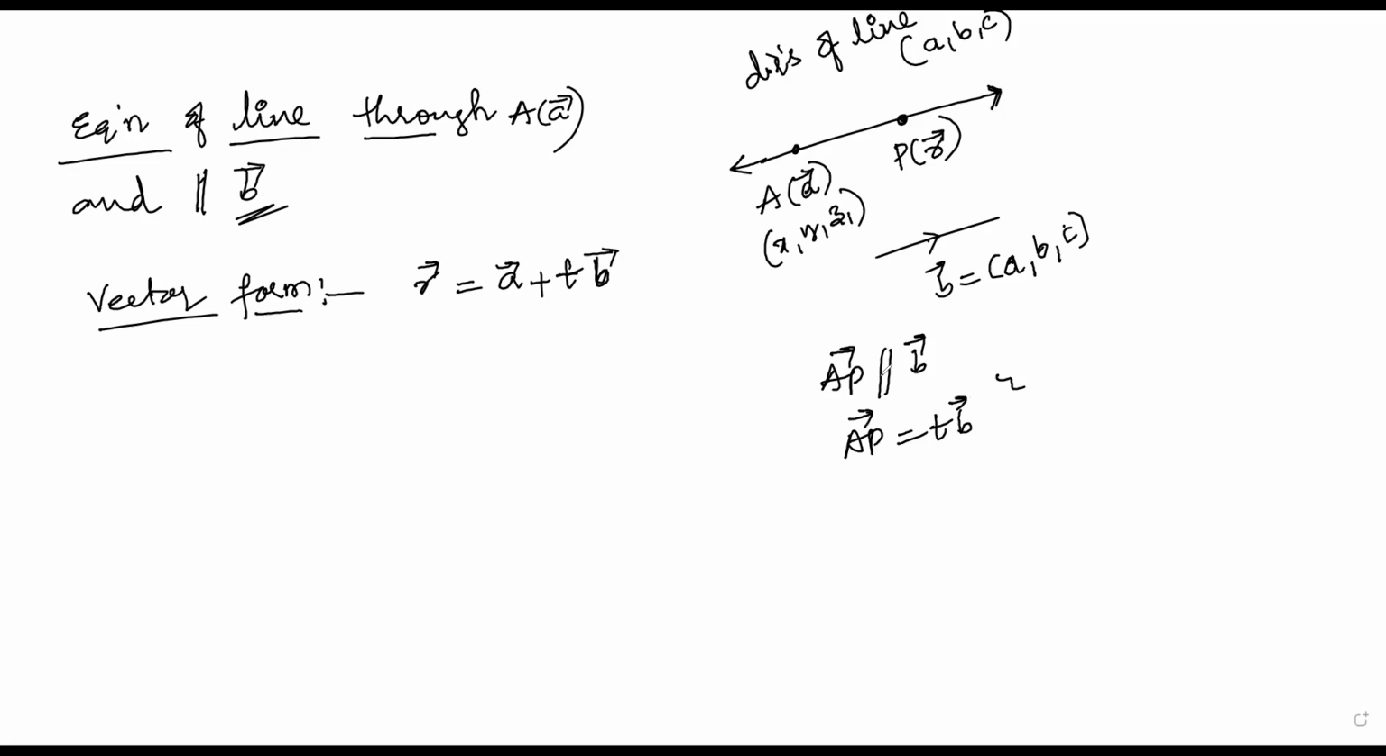If two vectors are parallel, they differ only by a constant. So AP is what? OP minus OA. OA is A bar, equal to T B bar. This is how we get R bar equal to what? A bar plus T B bar. This is how we get it. Okay. Yes, sir. This is the equation of the line.